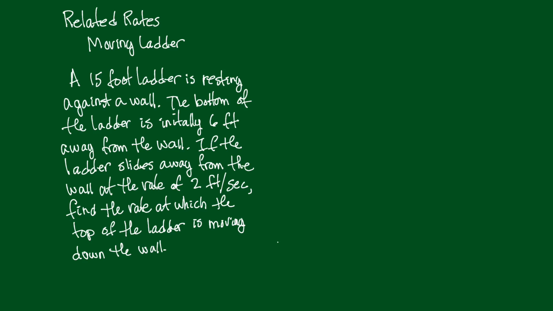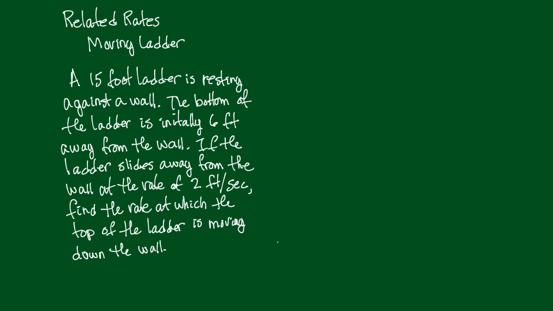Now, the bottom of the ladder is initially 6 feet away from the wall, and then what's going to happen is the ladder is going to slide away from the wall. So imagine the bottom of the ladder sliding away from the wall. Now, as the bottom slides away from the wall, we want to find the rate at which the top of the ladder is moving down the wall.